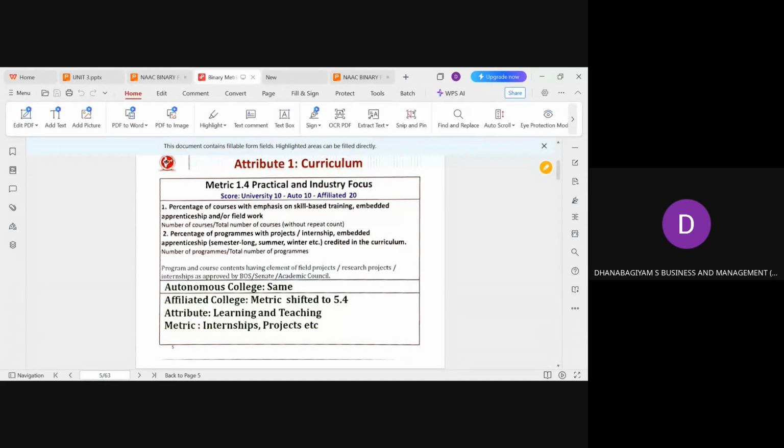This is related to the percentage of courses which emphasize skill-based training, and these are all attributes on which we will get more score. We can score good marks. Basically, we can take courses which have more practical exposure, and we can have more creativity at the institution level, and data, documents and reports can be stored. This will help our accreditation to gain more marks. For that reason, we can have our own inbuilt clubs in the institutions.